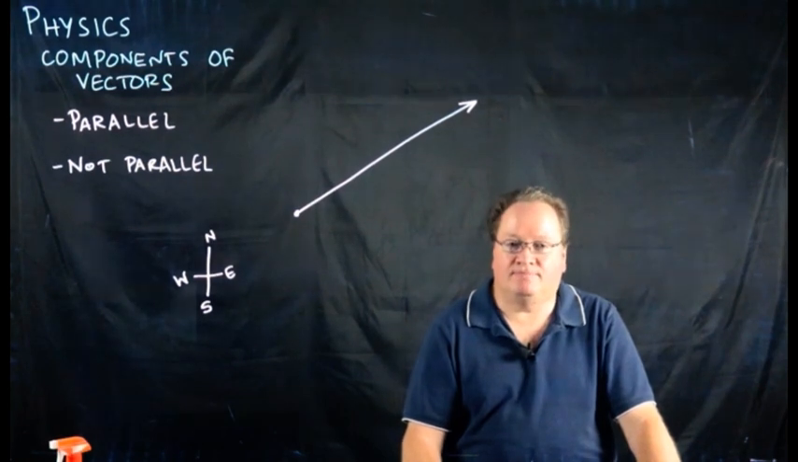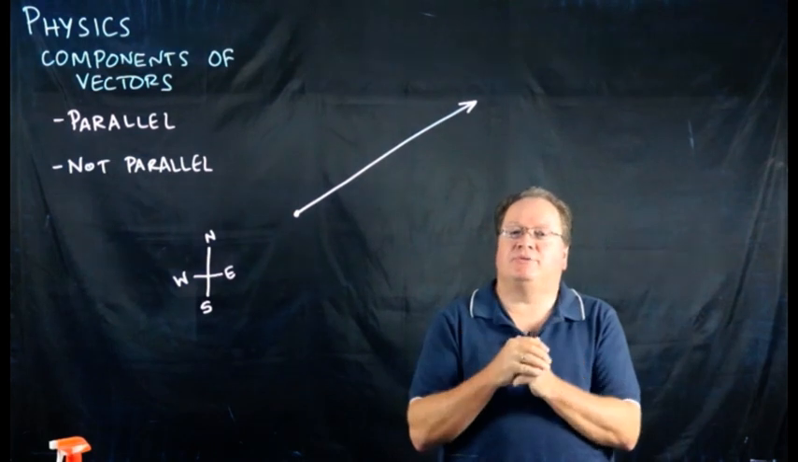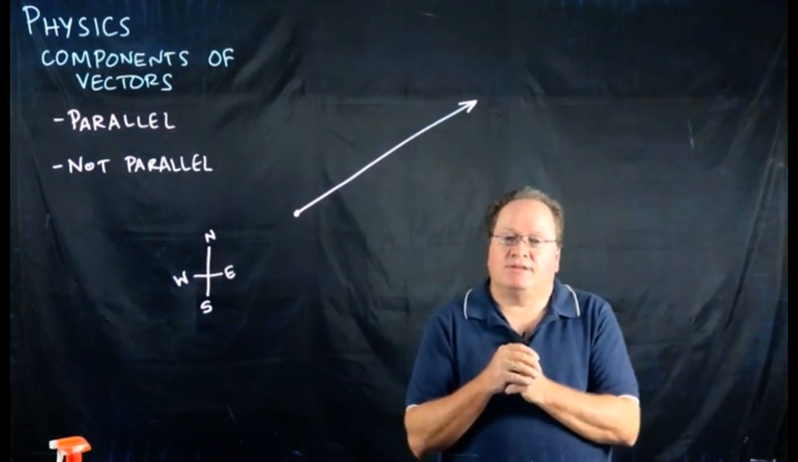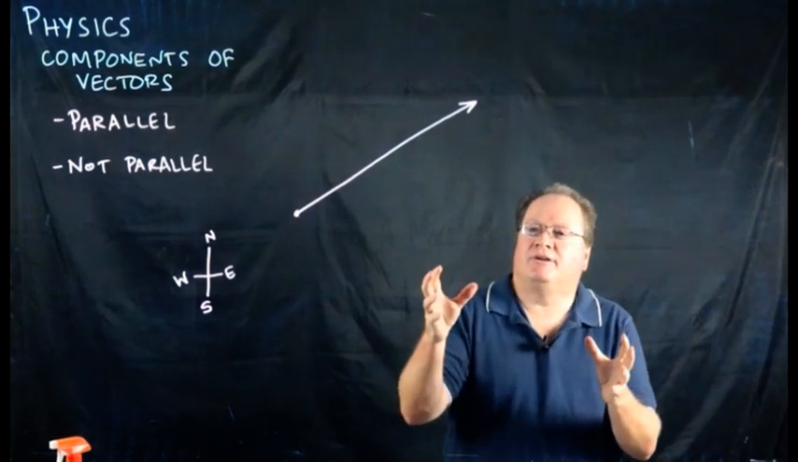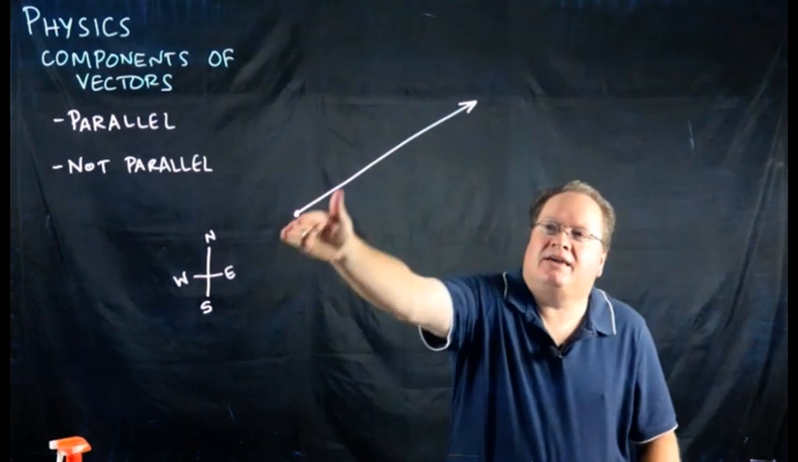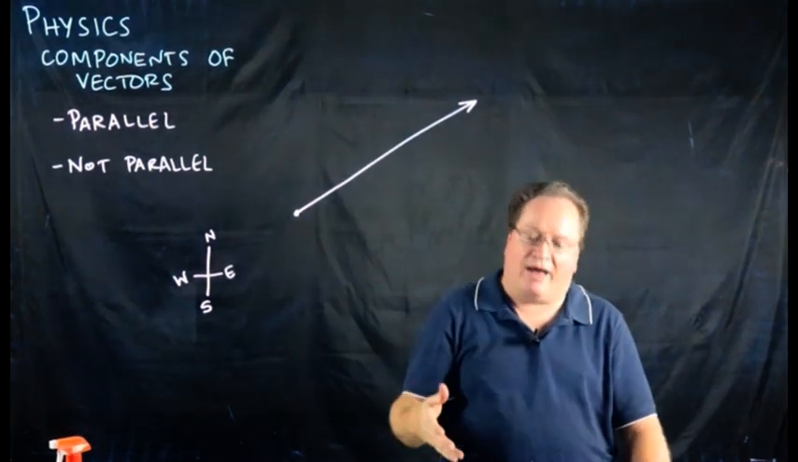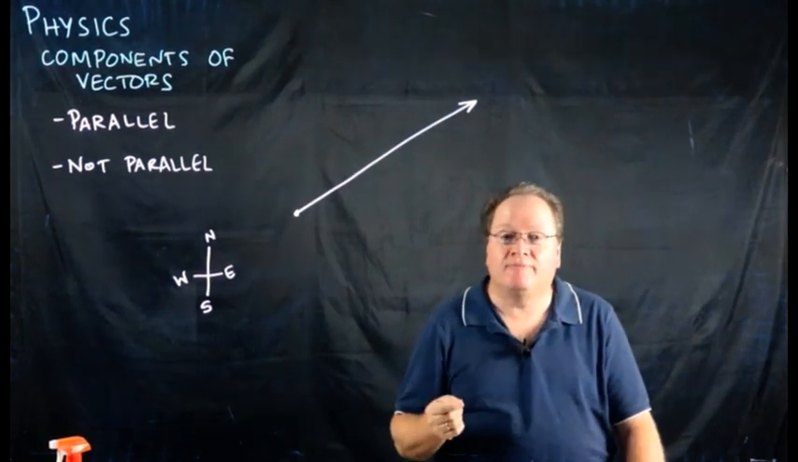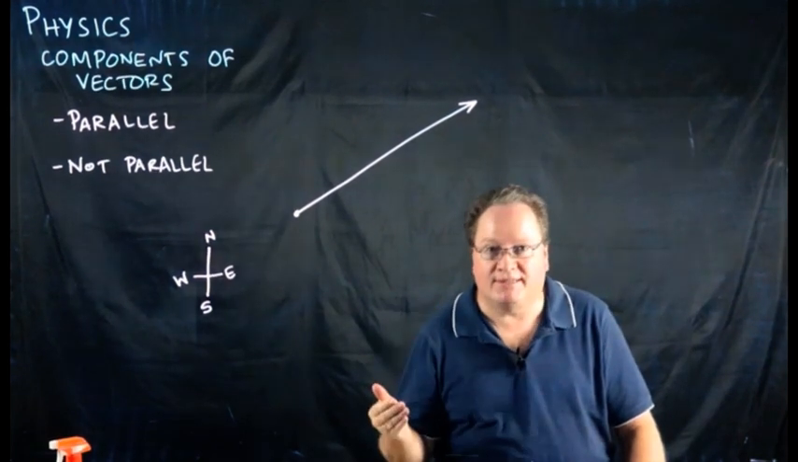And I don't have to worry about my drawing so much. But we have the problem that if my lines aren't parallel to each other, it gets a little more complicated. So today what I want to talk about is, what do I do with a vector that goes off at some angle? It's not perfectly east and west. It's not perfectly north and south. Well, to make this easier, what we do is we break it into what we call components.